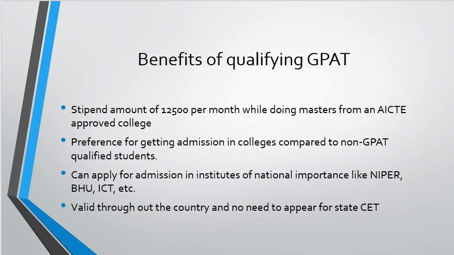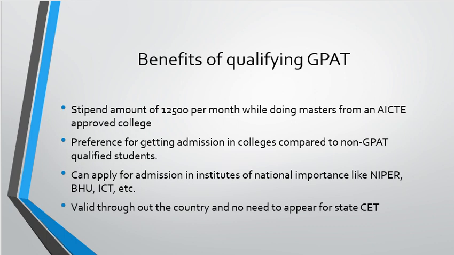Now what are the benefits if you qualify the GPAT? Okay, I'm writing GPAT, fine, but what will I get? If you are planning to go for higher studies, that is for masters, and you do your masters from an AICTE approved college, then while doing your masters every month you will receive a stipend amount of 12,500 rupees for the next 2 years. Condition: you must meet certain criteria pertaining to attendance and all those things. You will receive a stipend of 12,500 every month directly into your account. So in total, in 2 years you will get a sum of 3 lakh rupees, which is not a small amount.